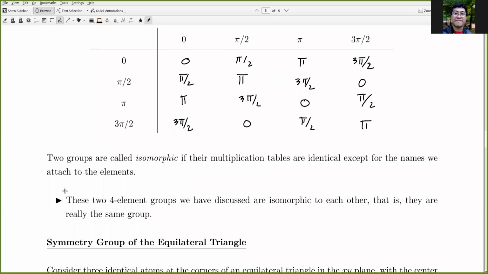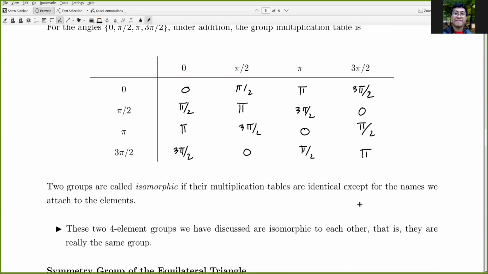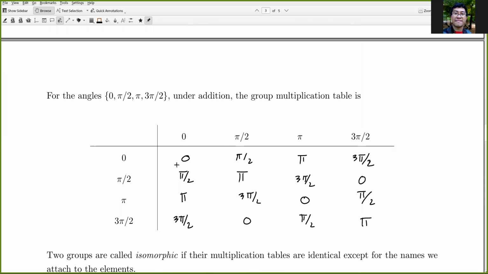So these two 4-element groups are isomorphic to each other. They are really the same group. We simply name the elements differently.